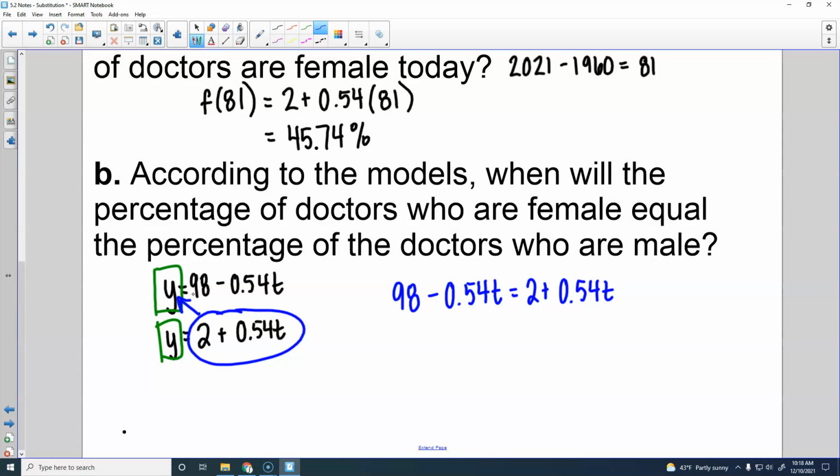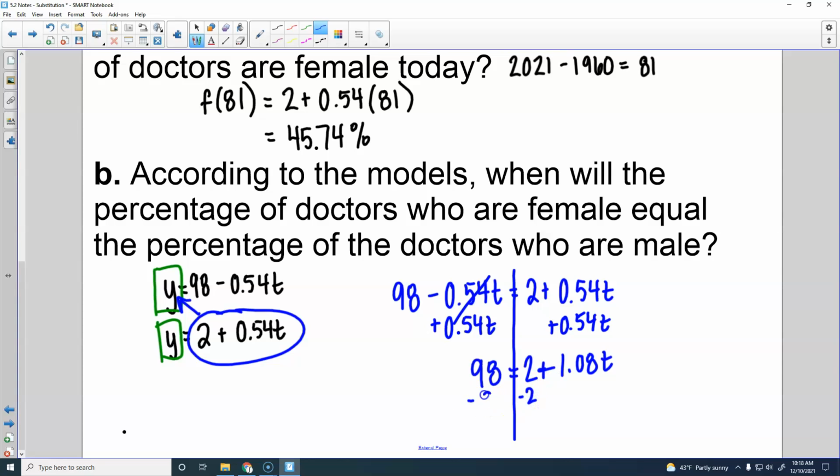Alright, so now we have an equation and we can solve it. So Peyton, what would we do first to solve that equation? First off, would you subtract 98? I would move the t's first. Oh, so you add 0.54t. Yeah. And that gives you 1.08t. Then would you subtract the 2? Yes, subtract that 2 though, that'd be 96. And then would you divide? Perfect.